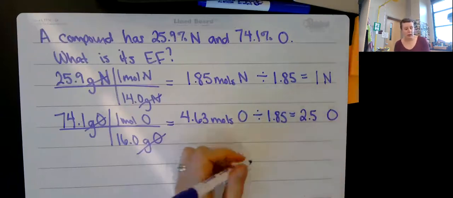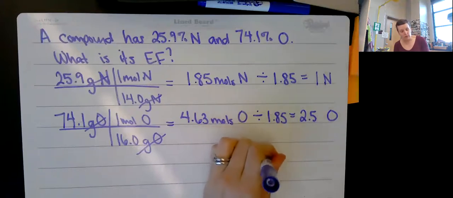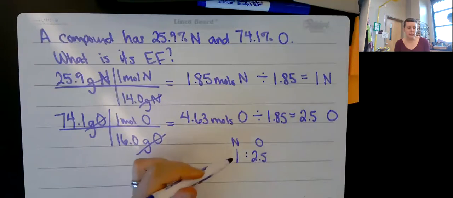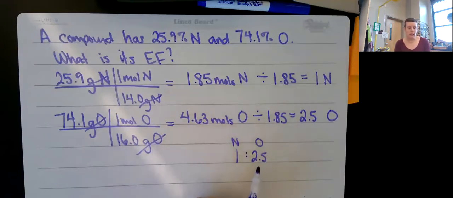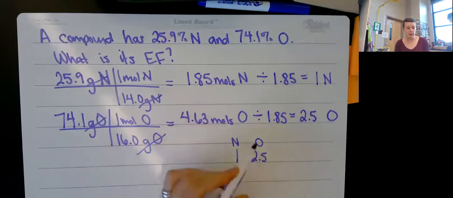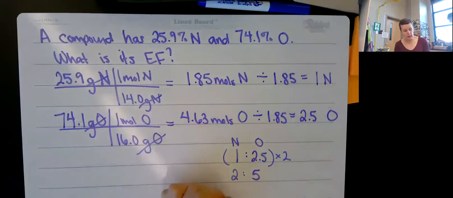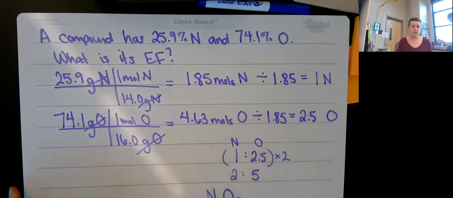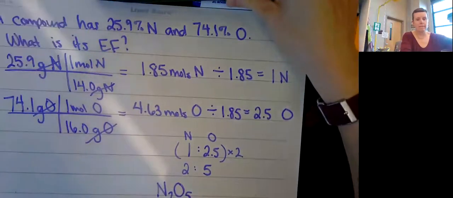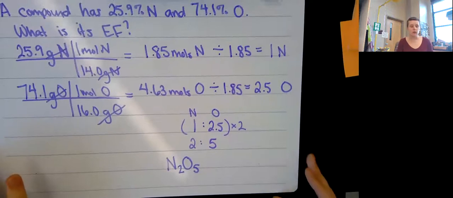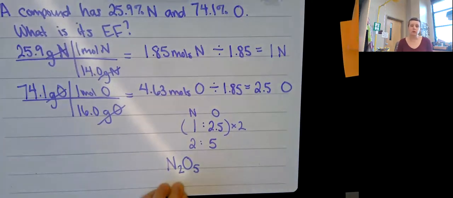So I need to multiply, right? Right now I have 1 to 2.5, nitrogen, oxygen. I need to multiply these to make them both whole numbers. Well, what can I multiply 2.5 by to make it a whole number? Hopefully you're telling me 2. I can't just multiply one side. I have to multiply both sides. So if I multiply this ratio by 2, I'm going to end up with 2 to 5 as my new ratio, okay? Those are whole numbers. So my formula is N2O5. Okay, so N2O5 becomes the empirical formula for this substance.